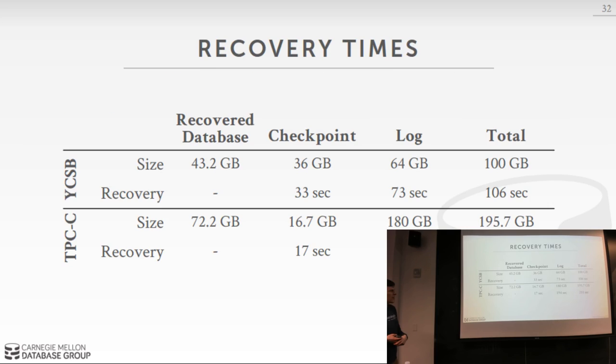And then for this, I'll just skip at a high level, but it's to say that it's writing out a lot of data. So the log file for TPCC is 180 gigabytes after running for a few minutes. All right, that's a lot. That's generating a lot of data.